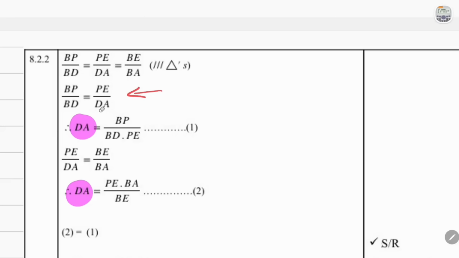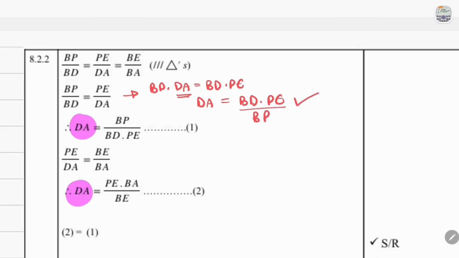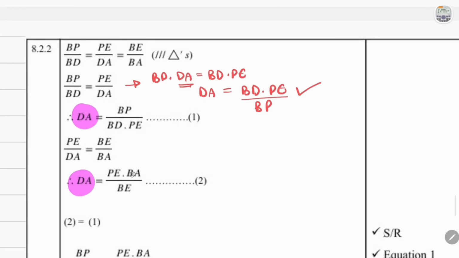But then once you decide to make DA the subject here, you see how this equation is not going to make any sense now. If you had to cross multiply, you get BP times DA is equal to BD times PE. And then if you make DA the subject, for this to be left alone, you have to divide both sides of the equation by BP, and that's all. And so this equation should have been BD times PE over BP. And then that would have been the equation of DA, because they follow the same steps here.